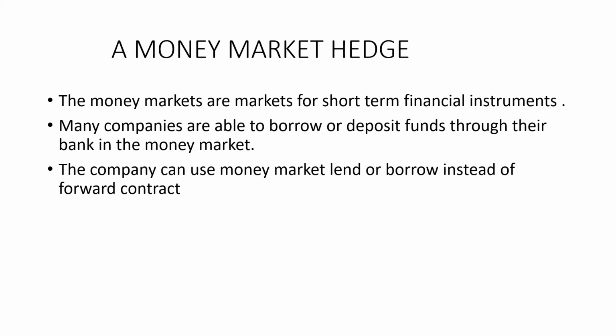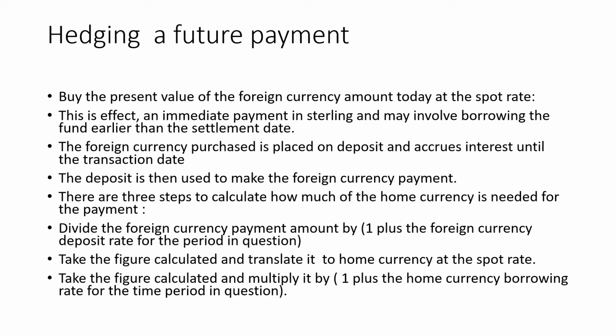Now, the first purpose for which the money market hedge can be used is when you are planning to buy something or have to make a payment in the future. So how can you use this hedging procedure for making a future payment? The first step is that we have to buy the present value of the foreign currency amount today at the spot rate. Today we'll see how much amount we have to pay in the future, and we have to buy the present value of that foreign currency today at the spot rate.